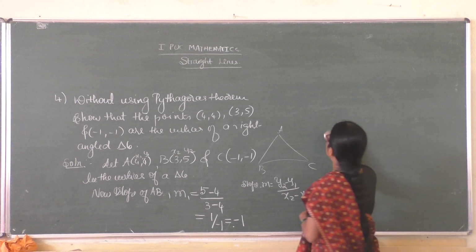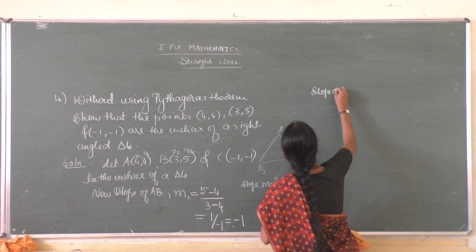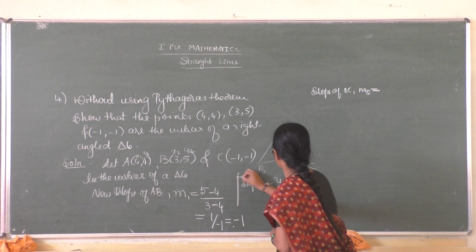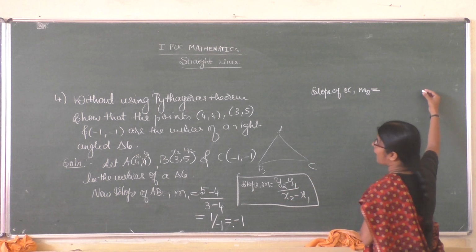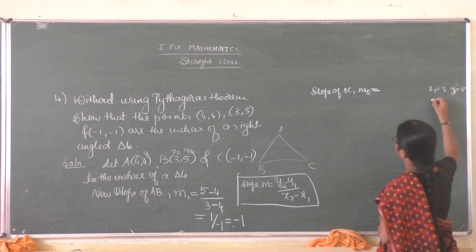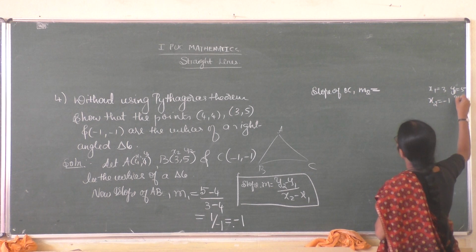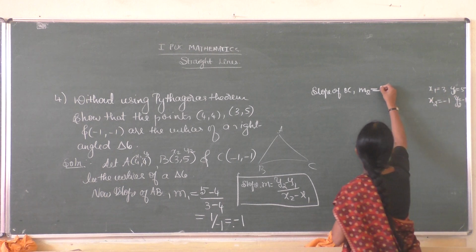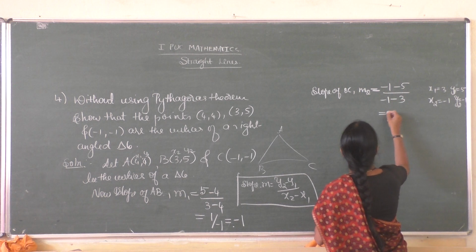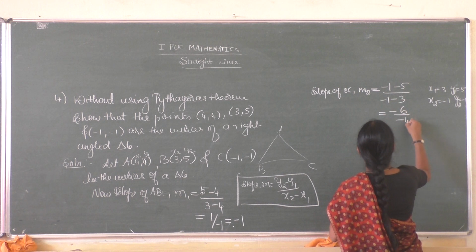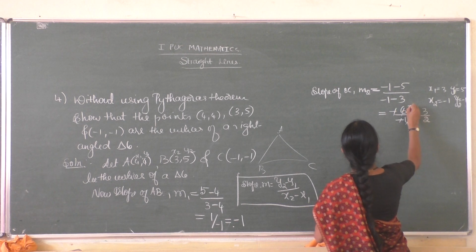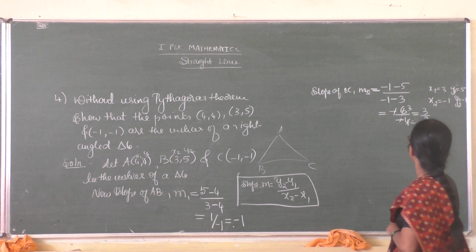Next, slope of BC, you consider that as m2. The formula is the same. Here x1 is equal to 3, y1 is equal to 5, x2 equal to minus 1, y2 equal to minus 1. So (minus 1 minus 5) divided by (minus 1 minus 3). You get minus 6 by minus 4, that is 3 by 2. So m2 is 3 by 2.